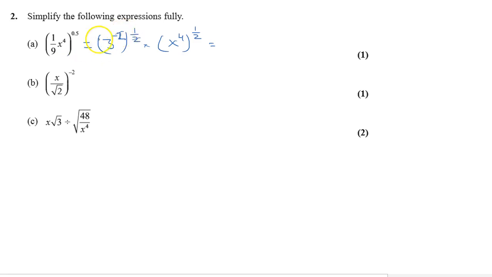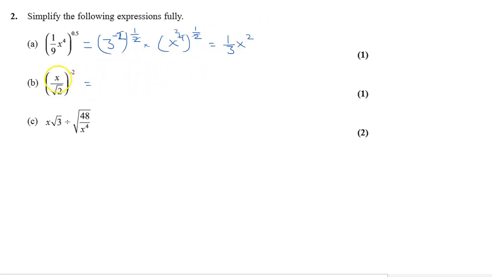So 2 and 2 cancel. 3 to the power minus 1. So it is 1 over 3. 2 times 2 is 4. So that is the answer of the first part.